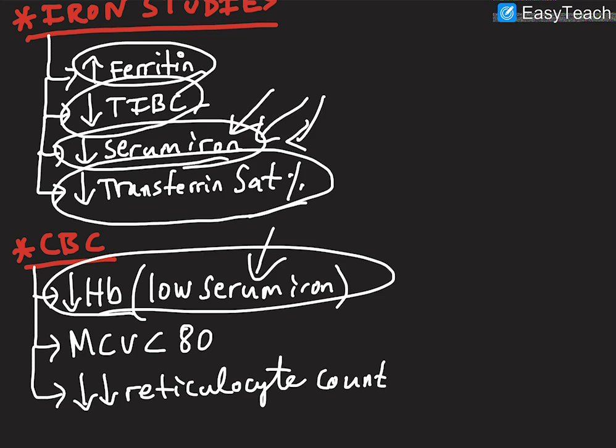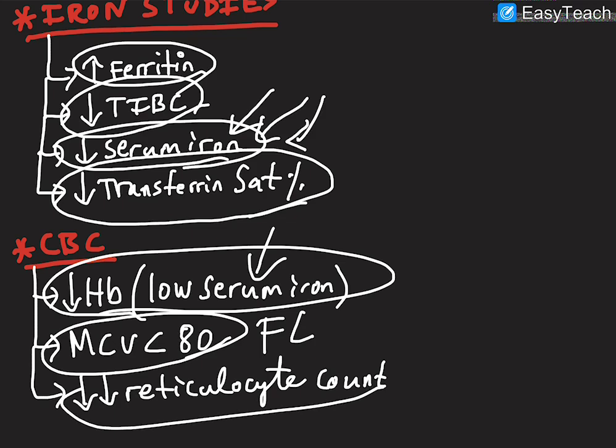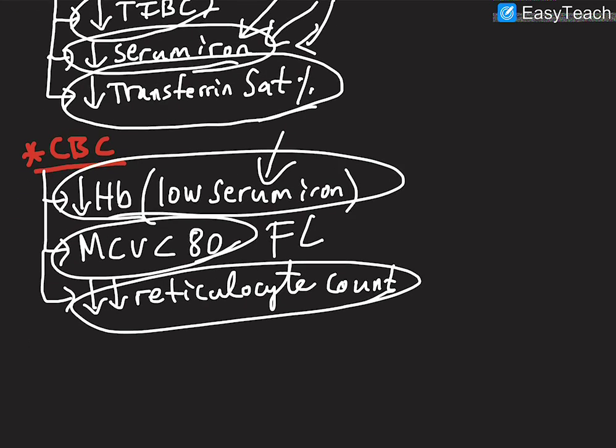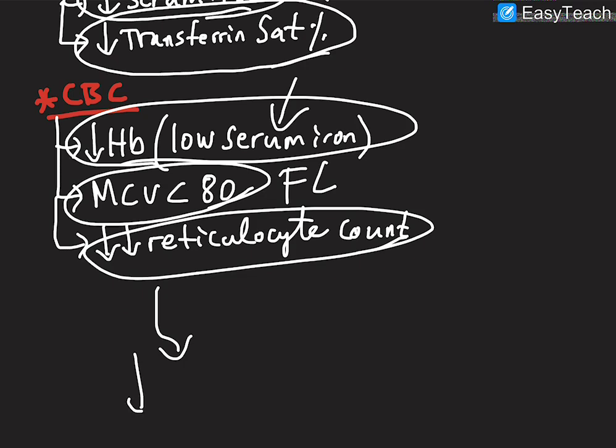Remember, we said that early on you can have normocytic anemia. So your MCV can be normal, from 80 to 100. But later on, it can become microcytic, which is less than 80 femtoliters. And you can have a low reticulocyte count. Why would you have a low reticulocyte count? Well, remember, all this inflammation also suppresses EPO. And EPO is important for the production of red blood cells. If you don't have enough EPO, you can't produce an adequate amount of red blood cells, so you can expect a low reticulocyte count.